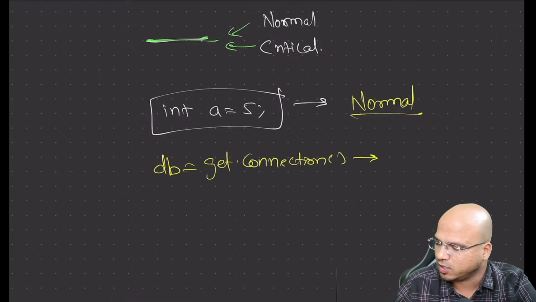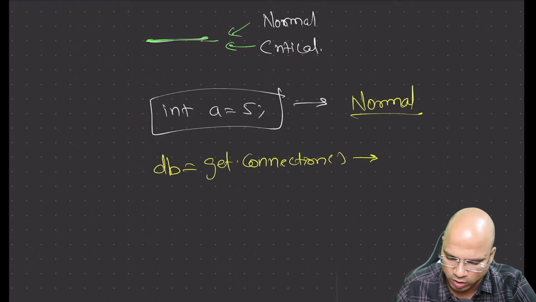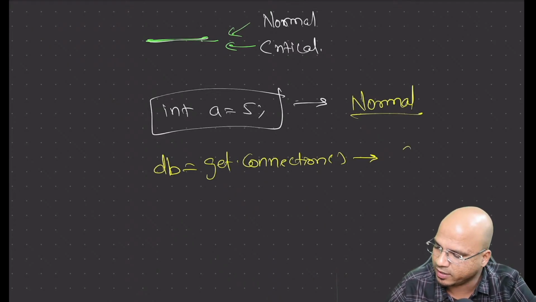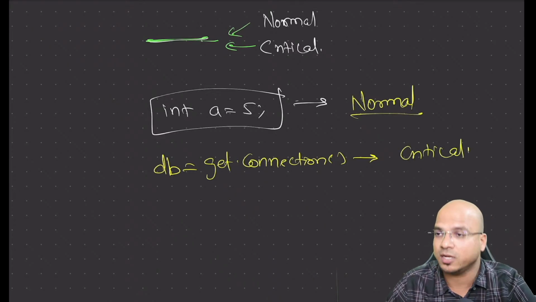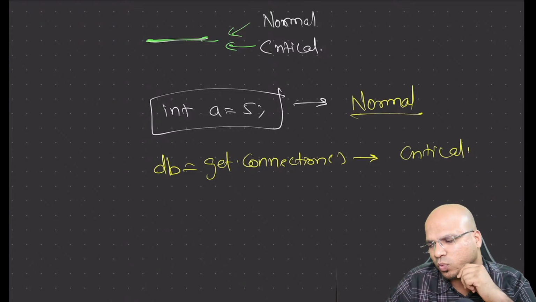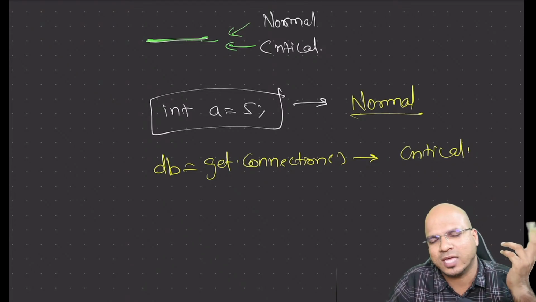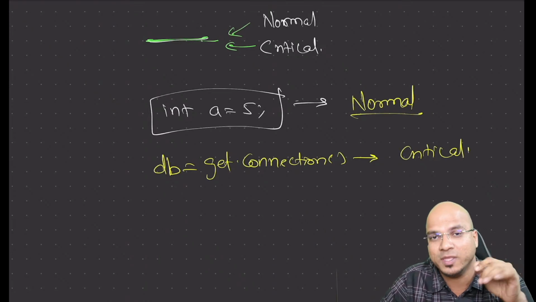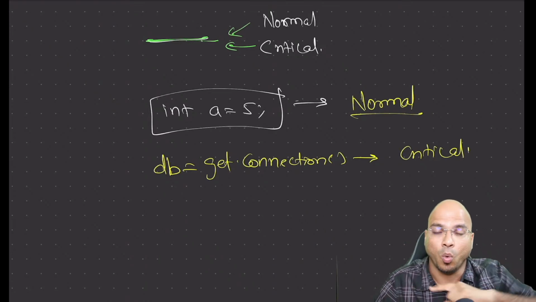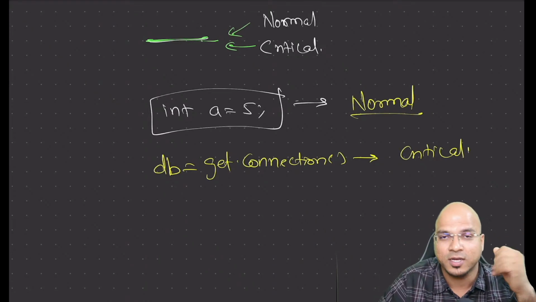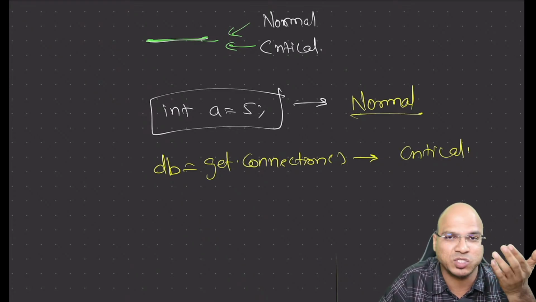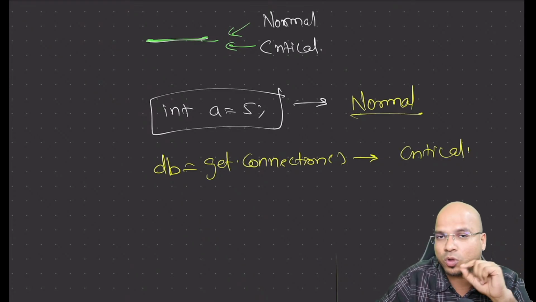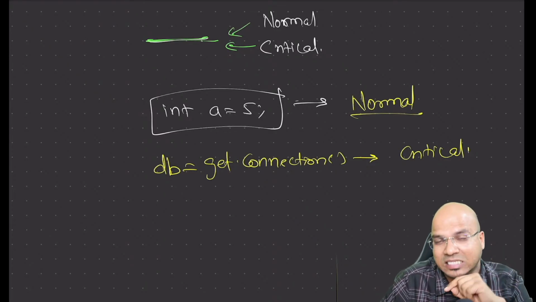Okay, so we got db dot get connection, right? Yeah, this is basically a critical statement. You know why this is critical? It's because maybe this is working today and tomorrow the database has changed. There is no database, or maybe the database has migrated from one server to another server. There's a change in URL, there's a change in password. Now this can go wrong. So we have to handle this type of line.